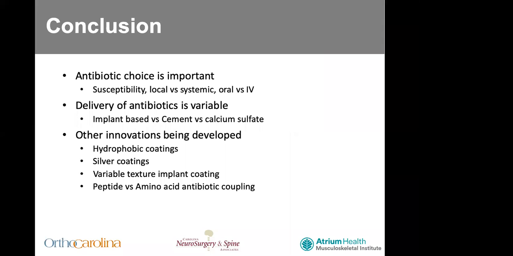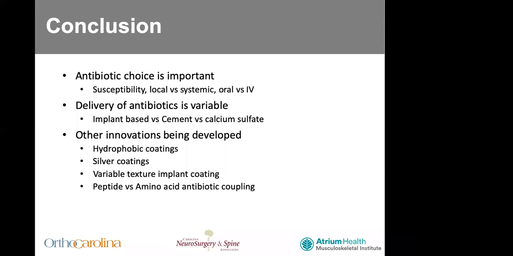So in conclusion, antibiotic choice is important. We need to look at susceptibility, but we also need to look at whether we need local versus systemic dosing. And if there is an oral option possible, it may be better in some patients to treat them with the oral option so they're not hospitalized or at risk for thromboembolic events.